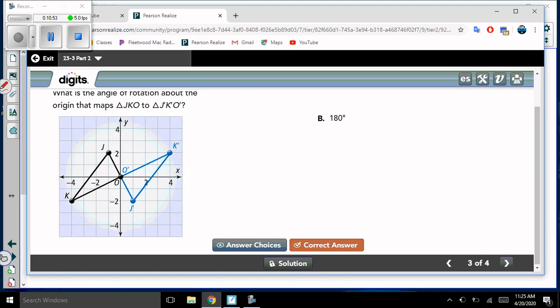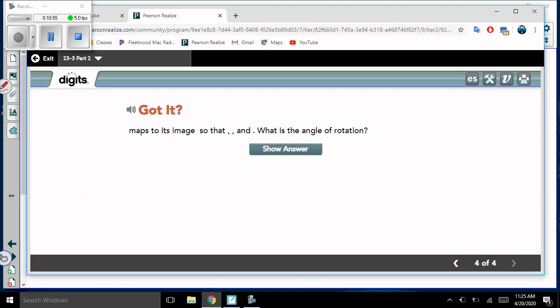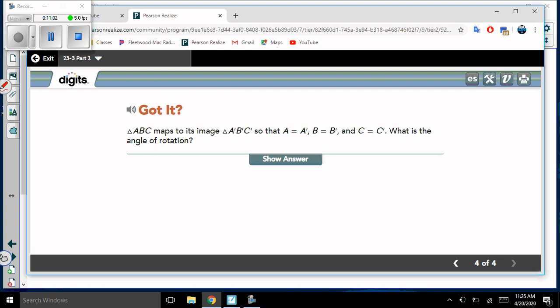Back to business with slide number 4. We want to map ABC so its image is A prime, B prime, C prime, where A equals A prime, B equals B prime, and C equals C prime. What's the angle of rotation? So in other words, we want to get it back to its original state.